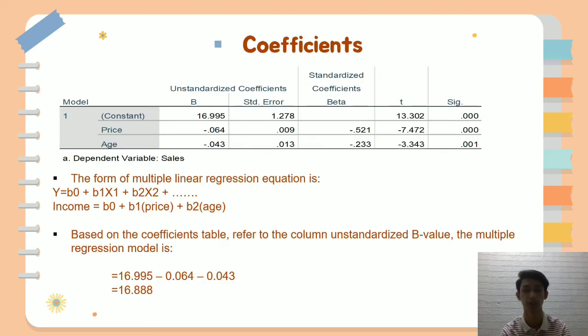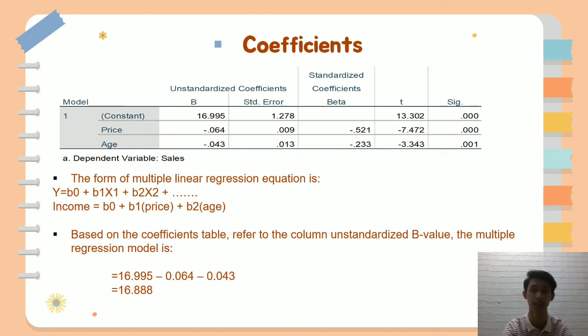Last but not least, for the coefficients, as we can see in the table above, it includes the model, unstandardized coefficients, standardized coefficient beta, T, and also SIG. For the constant, B is 16.995, the standard error is 1.278, T is 13.302, and SIG is 0.000. For the price, B is negative 0.064 and the standard error is 0.009. The standardized coefficient beta is negative 0.521, T is negative 7.472, and SIG is also 0.000.